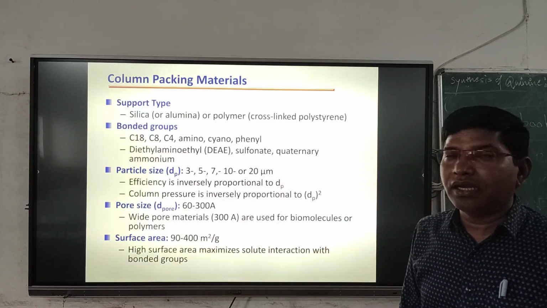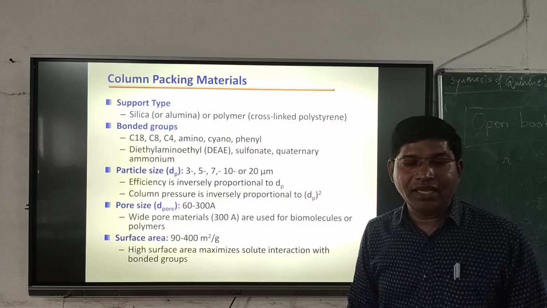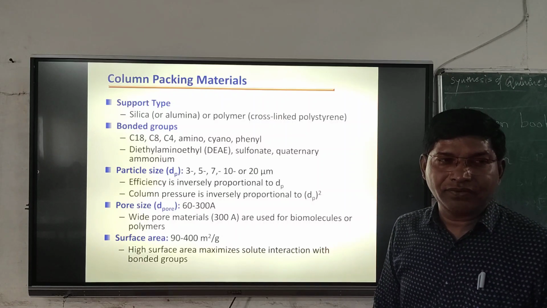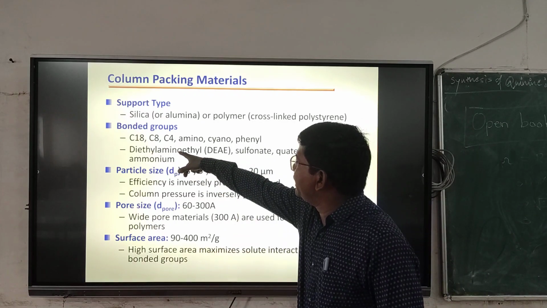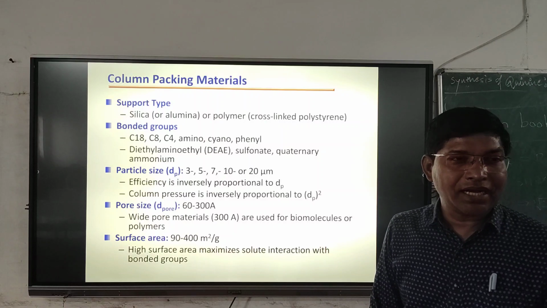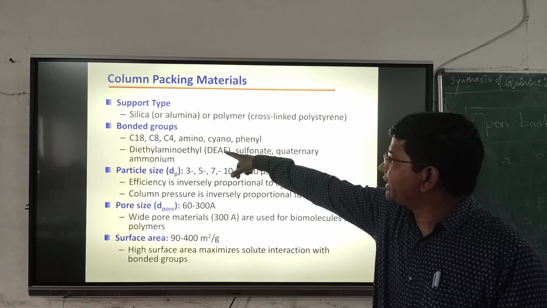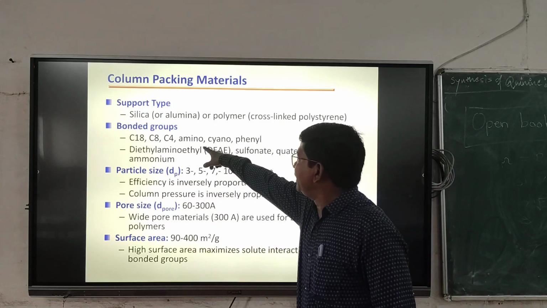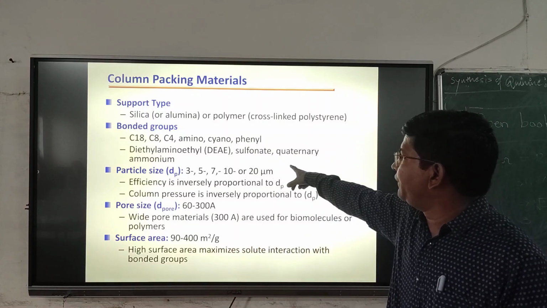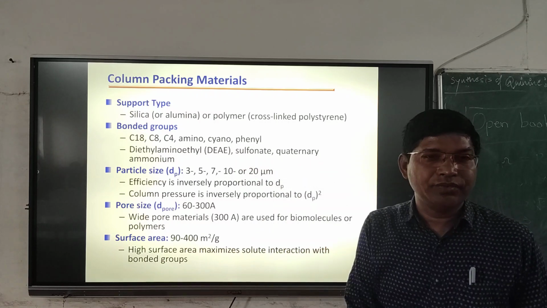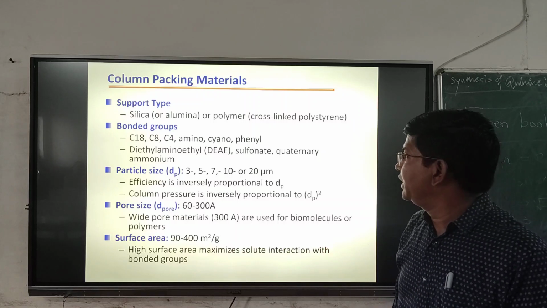These are the column packing materials. First we pack with silica or alumina, which are inert materials, on which compounds like C18 are bonded, meaning a chain of 18 carbons, or 8 carbons, or 4 carbons, with groups like amino, cyano or phenyl groups present. These are the different functional groups present on the stationary phase, used for the separation of different compounds.